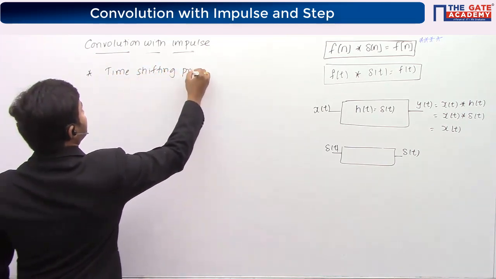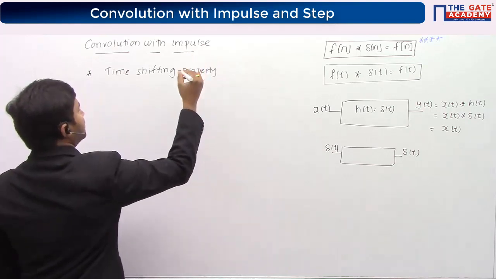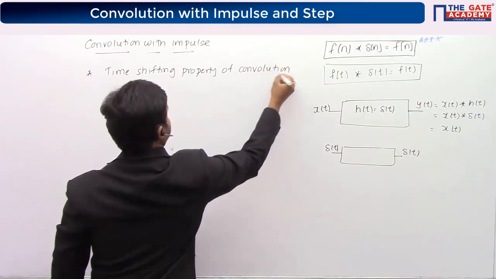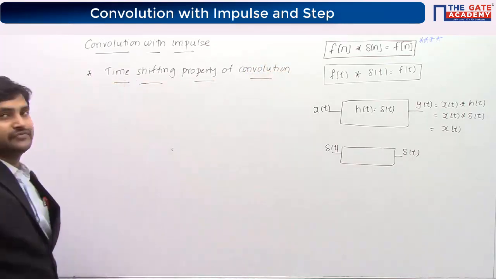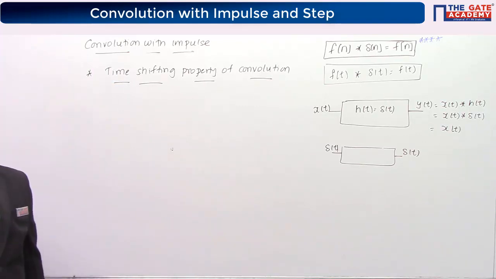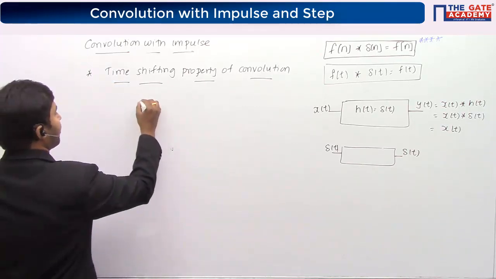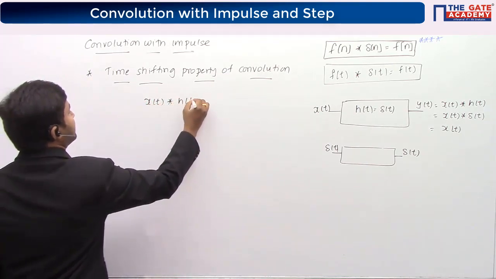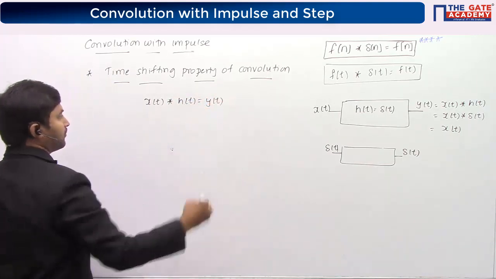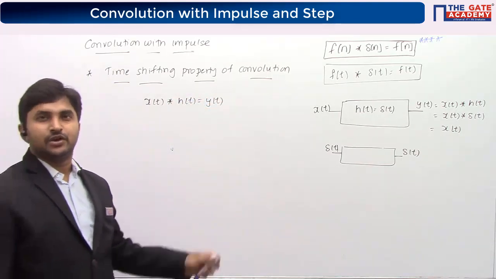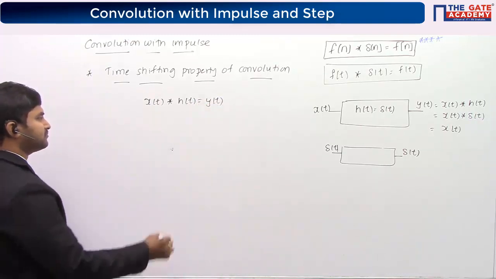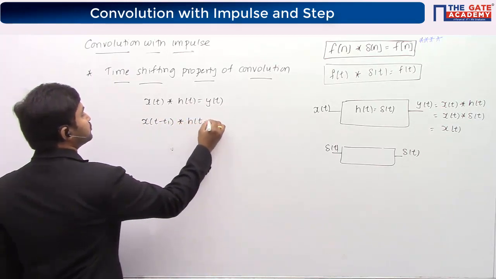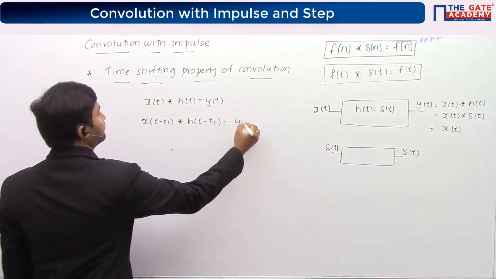Time shifting property of convolution. When we know that x of t convolved with h of t is y of t, then x of t minus t1 convolved with h of t minus t2 is equal to what?